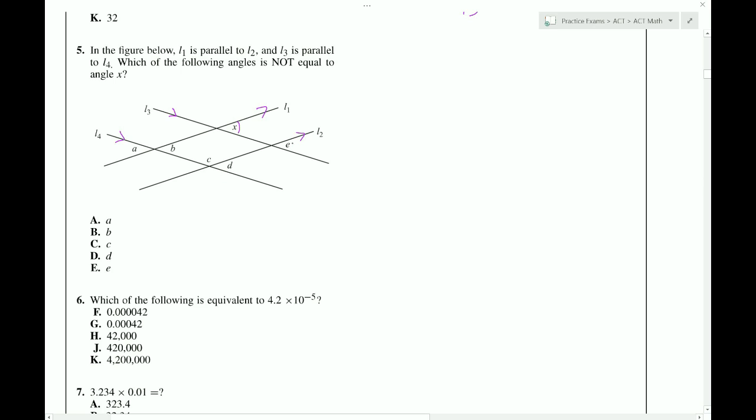Well, I would say E is equal to angle x because that's corresponding angles, and then D would be corresponding with that. I would say B would be corresponding with D. And I would say A would be vertical with that. So C is the only one that's not equal. In fact, C is greater than 90, whereas all these others are less than 90.